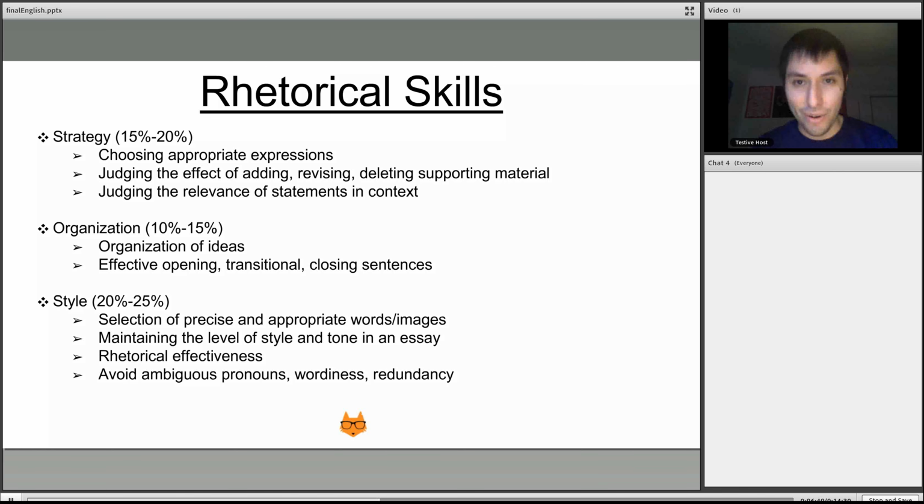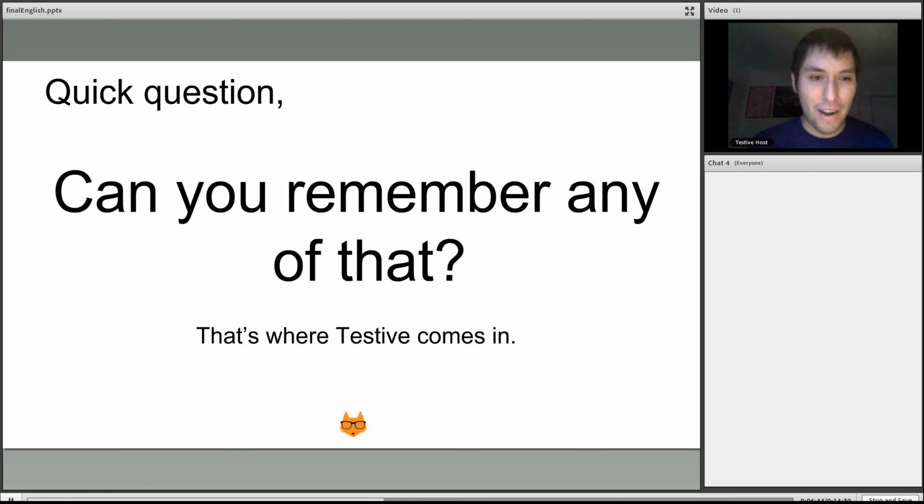Now, a quick question, which we've asked for all other test types. Can you remember any of what I've just said? And this is where Testive shines. So let's go a little bit more in detail as to why Testive provides a better paradigm.